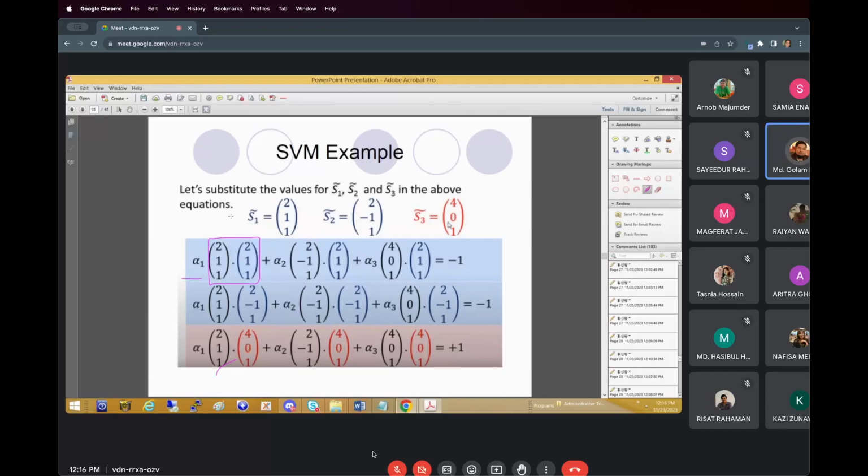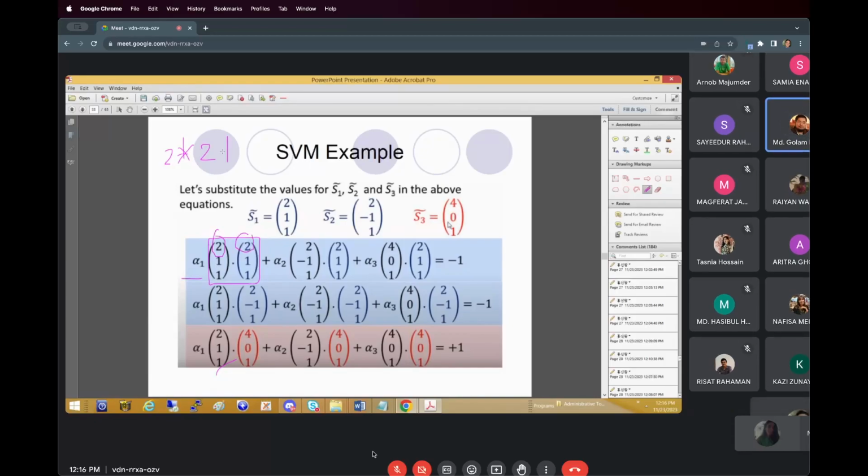So for that, we do 2 times 2, plus 1 times 1, and then plus 1 times 1. So it is 4, 5, and 6. That is 6. So we will get here 6 alpha 1. And that's how we have determined KAA.